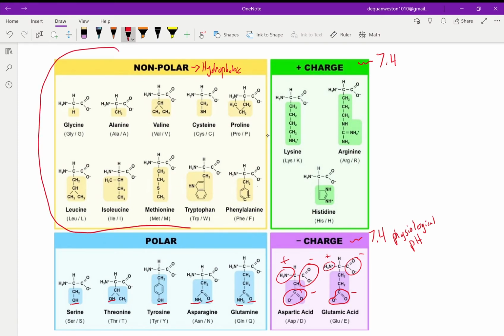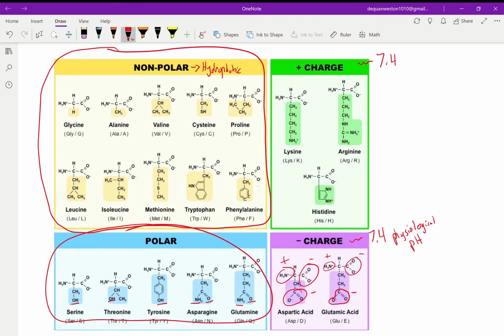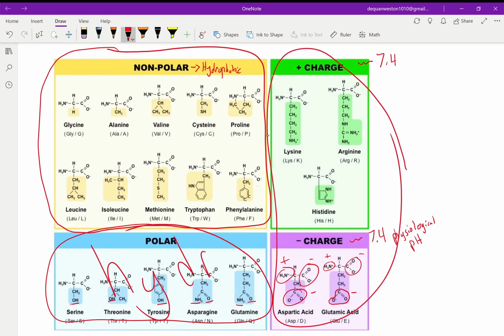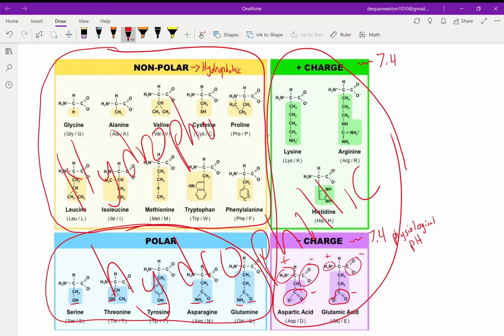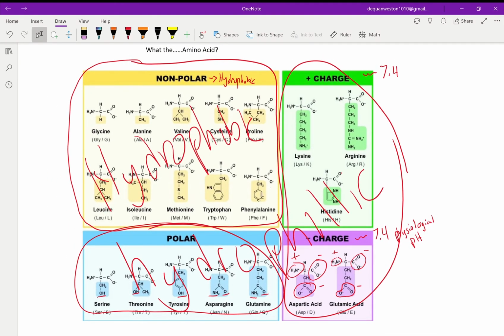These nonpolars, you're going to find them inside of globular proteins that are inside. If a protein is in a polar solution, these nonpolars are going to be inside. These polars are going to be outside. These are going to be outside because all of these are hydrophilic. These are hydrophobic. So hopefully this video kind of helps clear up the amino acids.